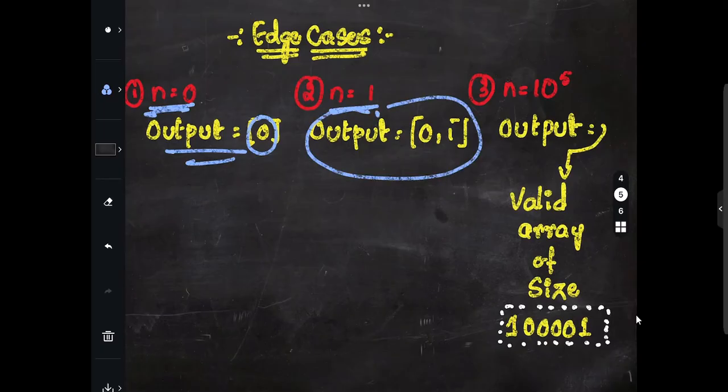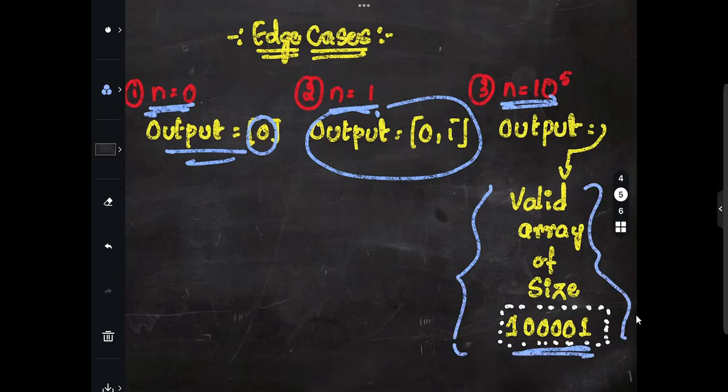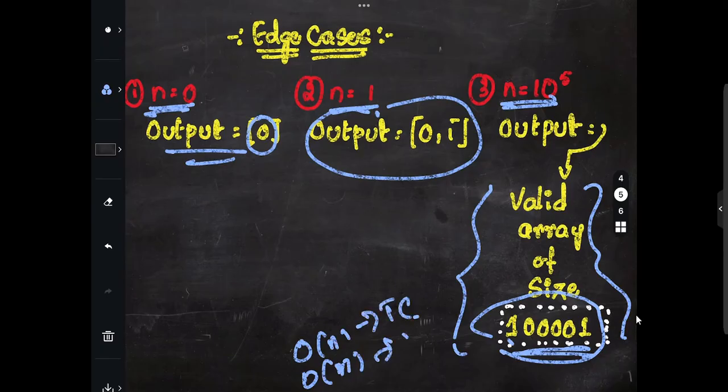This one I am speaking of. Let's consider n equals 10 to the power of 5. Output will be a valid array of size 100001. This has to be efficient, in O(n) time and O(n) space, right? Why? Because we are making use of the DP, and here the time complexity would be O(n) and the space complexity is O(n) in the worst case.